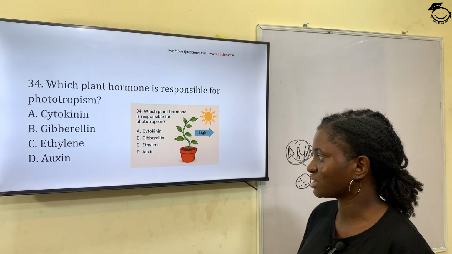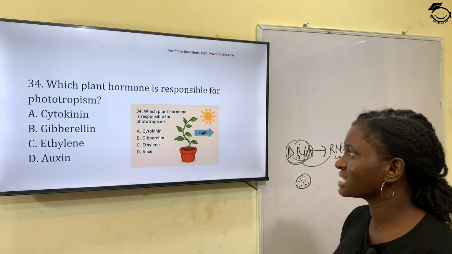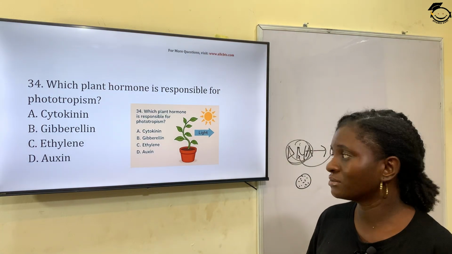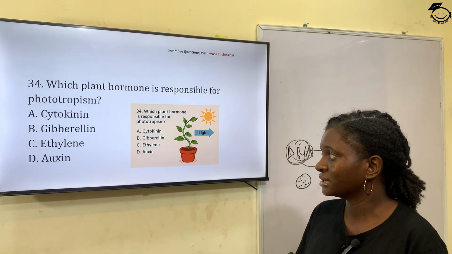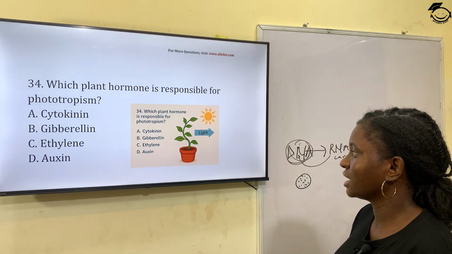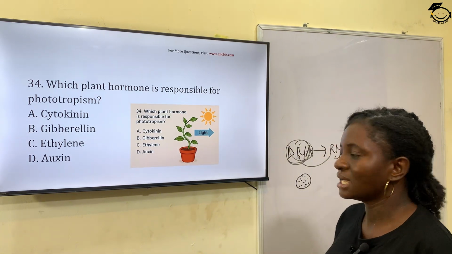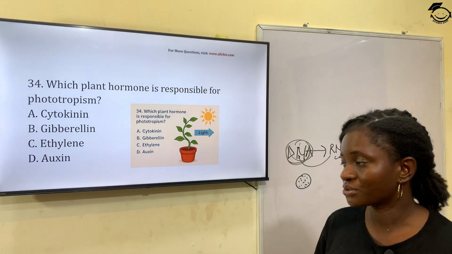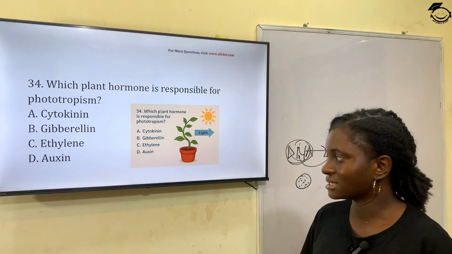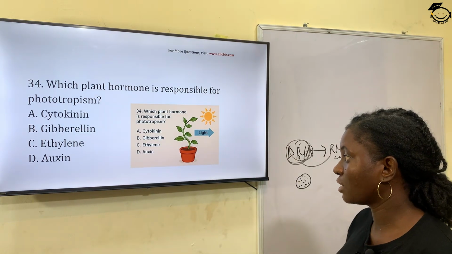So the hormone that is responsible is auxin, while cytokinin is involved in reproduction. Gibberellin is involved in stem elongation. Ethylene is involved in fruit ripening. So the correct answer is auxin, option D.